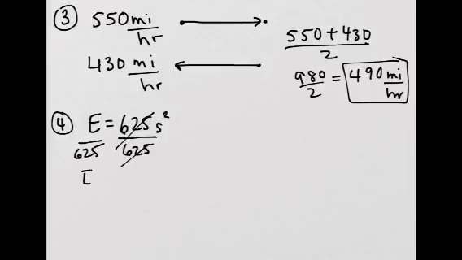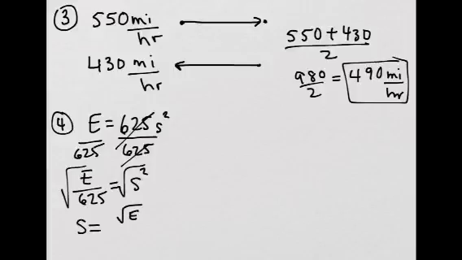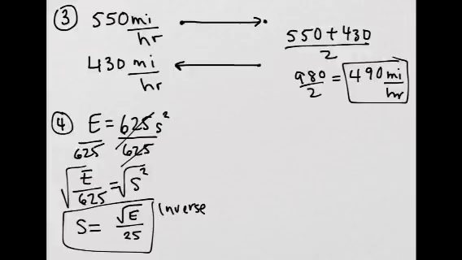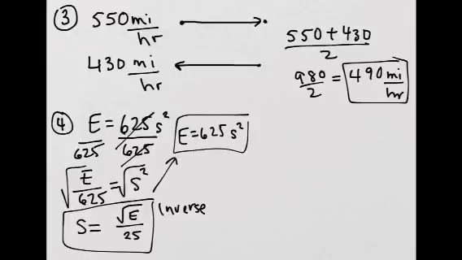Okay, and so now we have E over 625 equals S squared. Well, we want S by itself, so we're going to take the square root of both sides. So now we have S equals square root of E over 625 is a perfect square. Its square root is 25. Okay, so this is the inverse of this. Okay, so these two are inverses of each other. Now the second part of the equation is if the kinetic energy doubles, will the speed double?